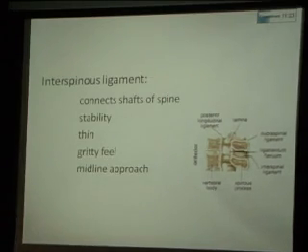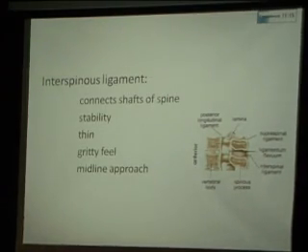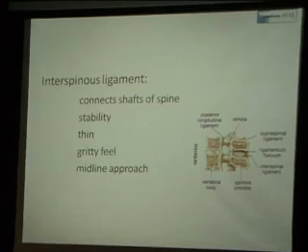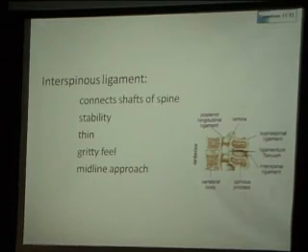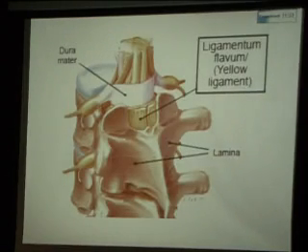The interspinous ligament is the next one, which connects the shafts of the spines. It is a thin ligament but has a very characteristic gritty feel, so much so that especially in young adults, when you are targeting the epidural space in the midline, if you don't get this feel, you better reconsider whether you are actually in the midline or away from it.